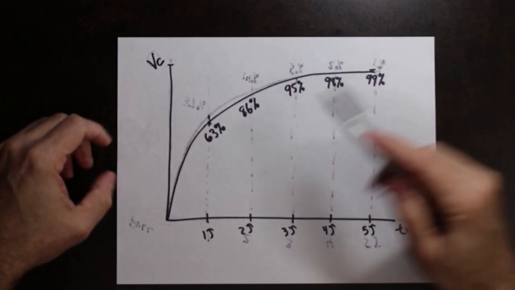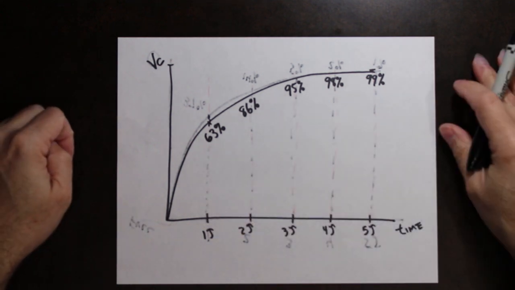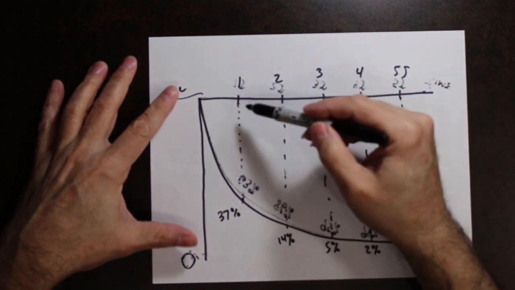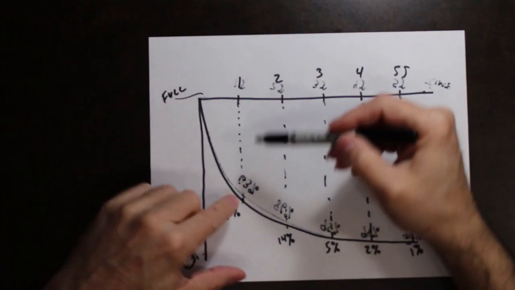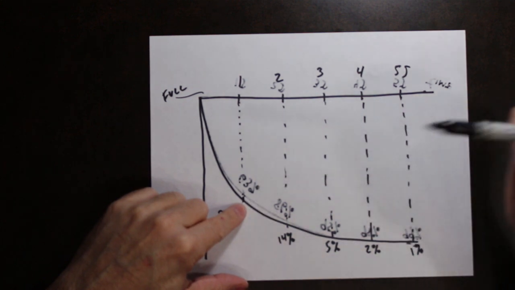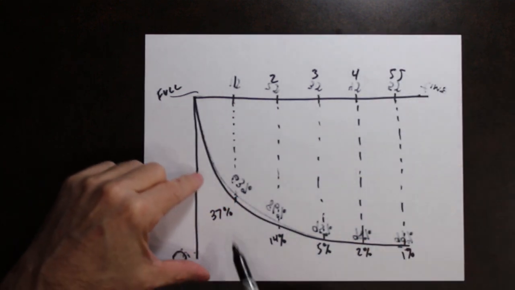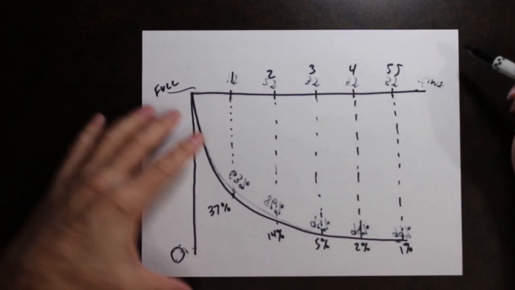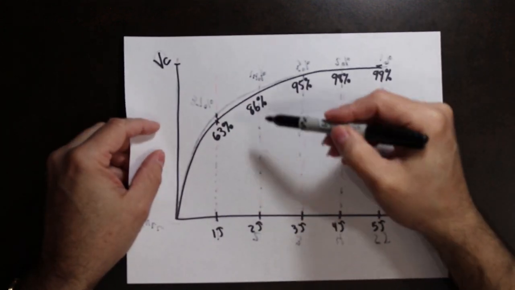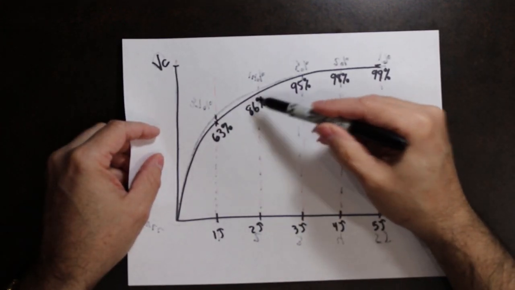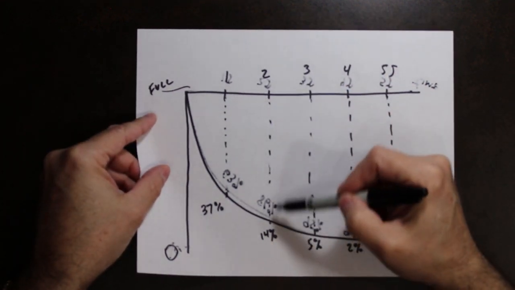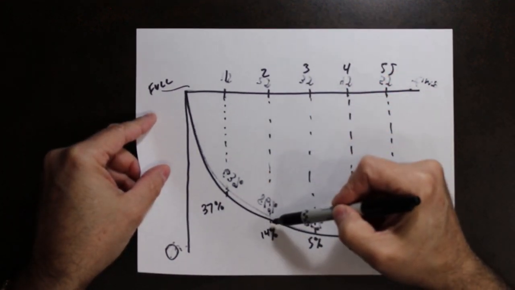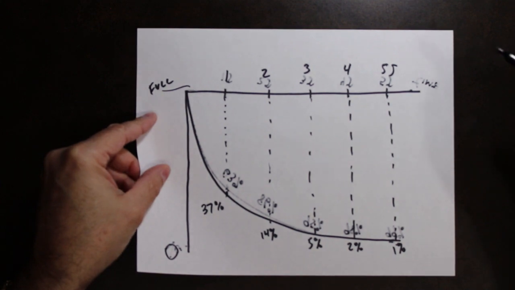So the charge curve, after 1 tau, is 63% charged. After 1 tau of discharge, we have lost 63% of our charge. What is left? 37. At 2 tau, we have charged up to 86. At 2 tau, we have lost 86. What's left? 14.